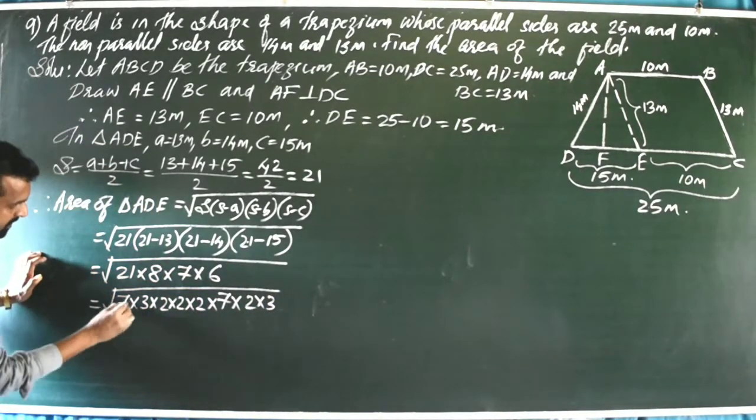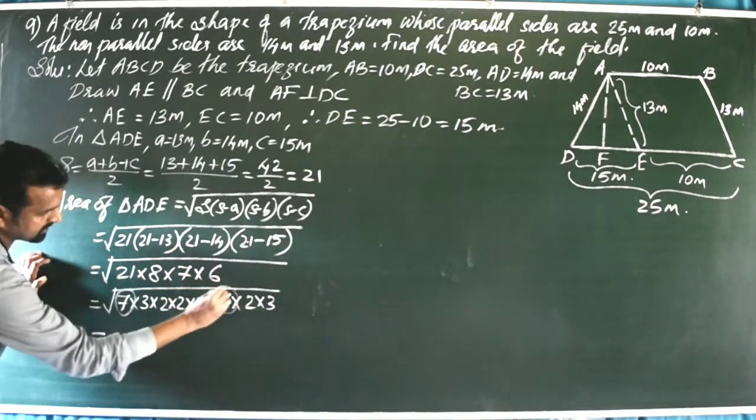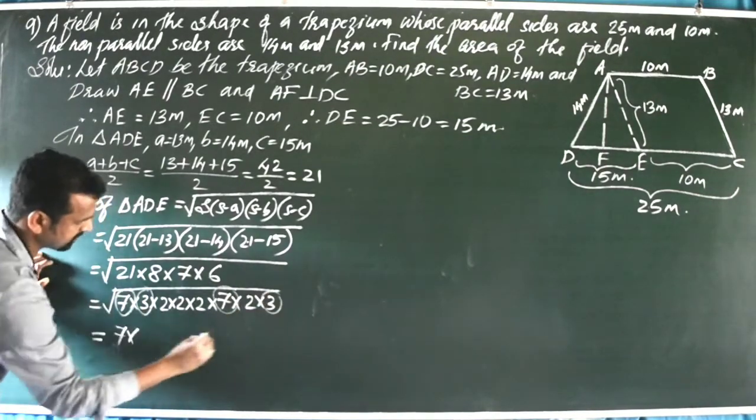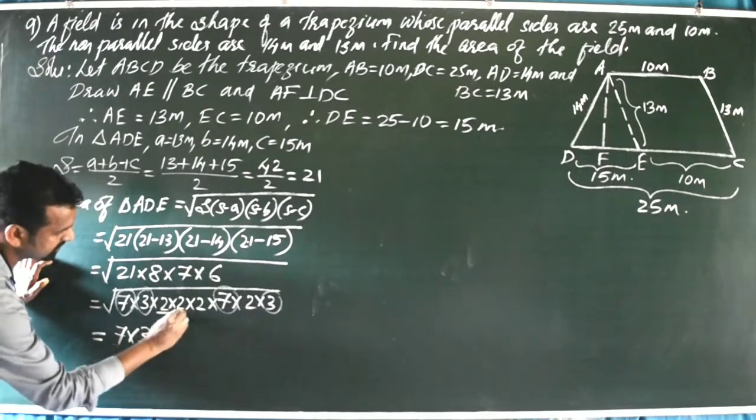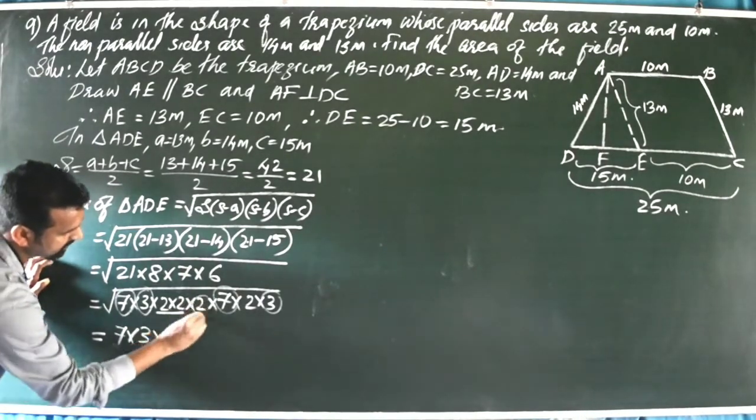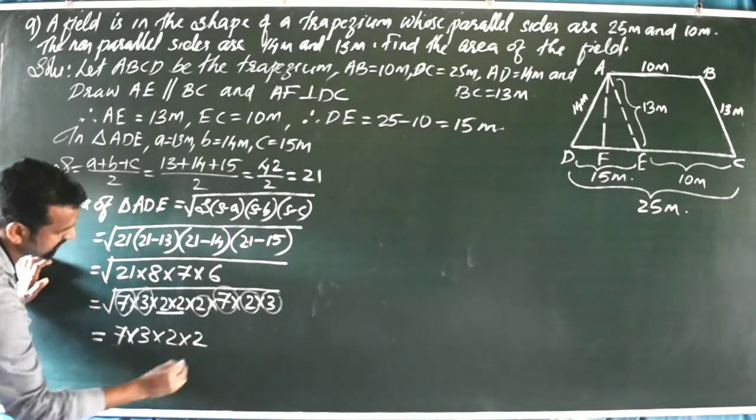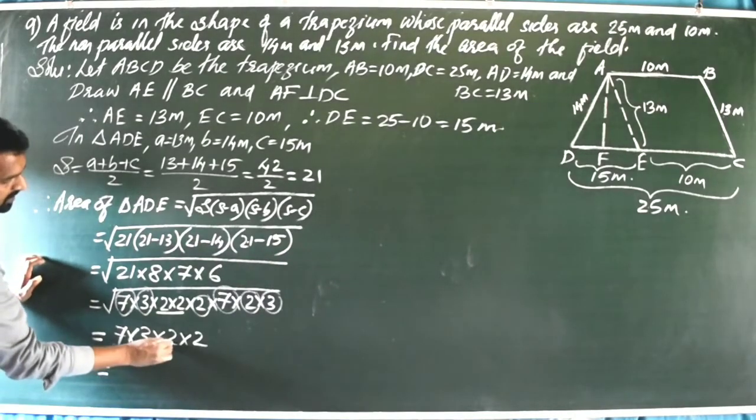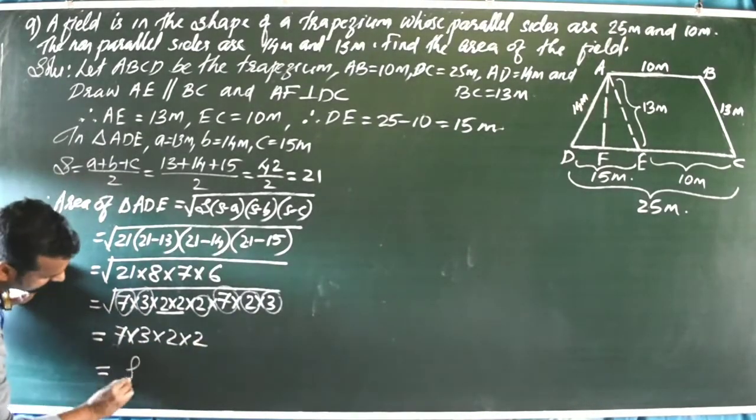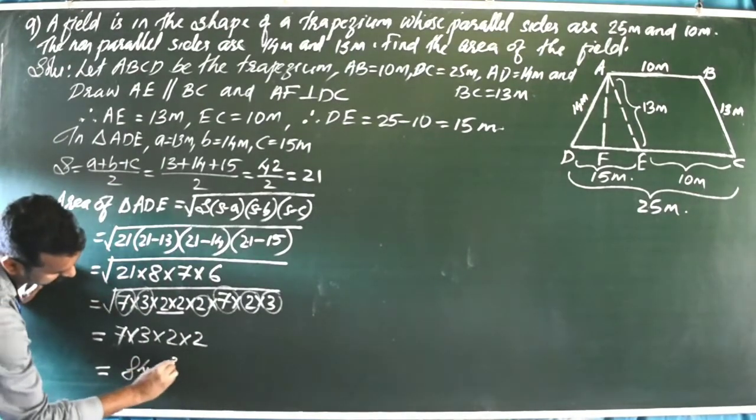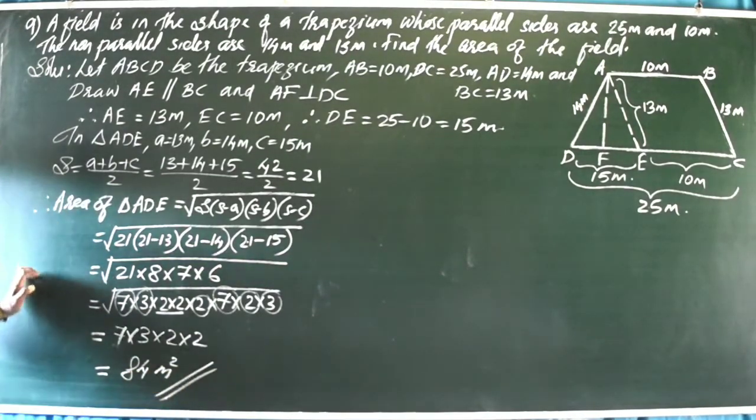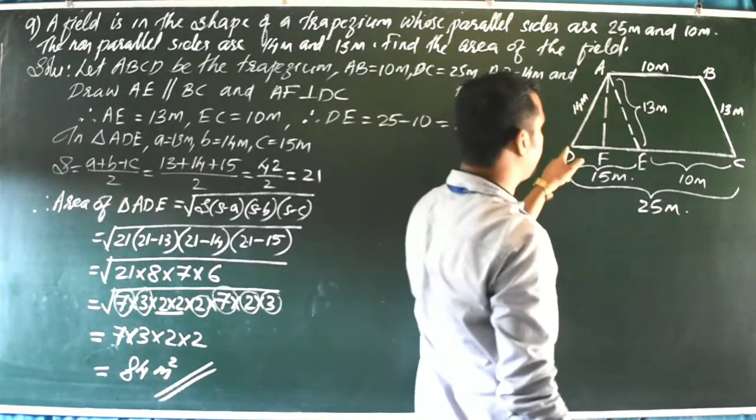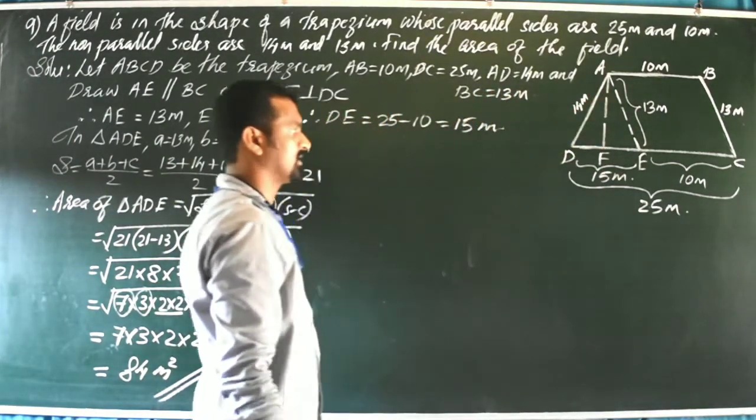that is equal to 7 into 7 we can take out 7 into 3 into 3 we can take out 3 into 2 into 2, 2 into 2 into 2, 2. Now multiply this. 7 3s are 21, 21 2s are 42, 42 2s are 84 meters square. That is the area of triangle ADE, 84 meters square.